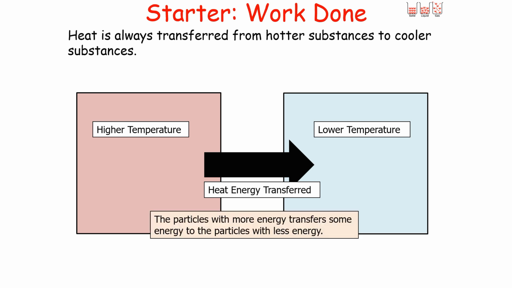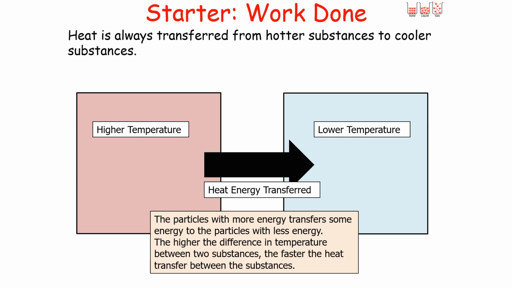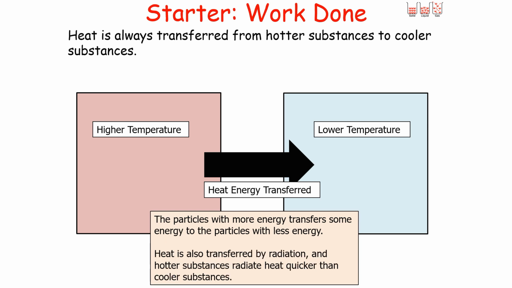Now this occurs because the particles with more energy transfer some energy to the particles with less energy. Now the higher the difference in temperature between the two substances, the faster the heat transfer between the substances. Now, as well as this idea of particles with more energy transferring some energy to particles with less energy, heat is also transferred by radiation. So hotter substances will radiate heat quicker than cooler substances, transferring that heat energy to the cooler surroundings.